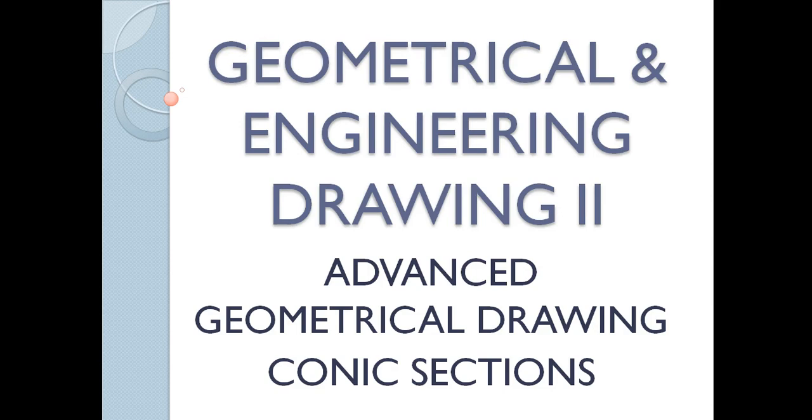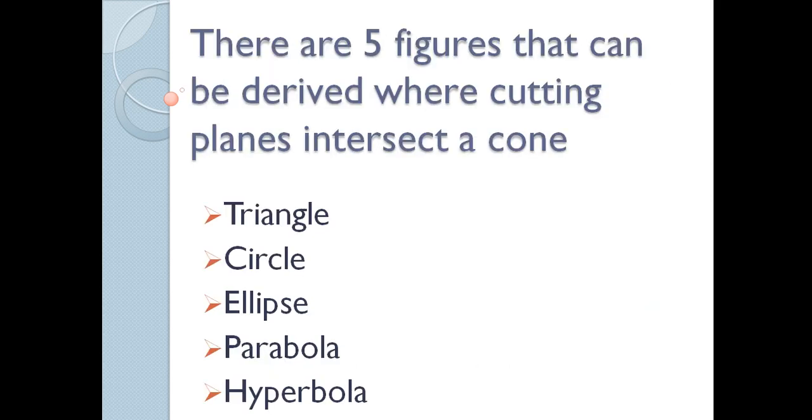Okay, so for today's lecture we'll be covering conic sections. There are 5 figures that are formed when a cutting plane cuts a cone or intersects with a cone. A triangle, straight down the vertical plane. A circle, a cutting plane that runs horizontal. An ellipse, a parabola, and a hyperbola.